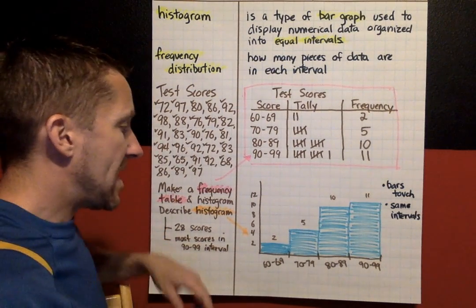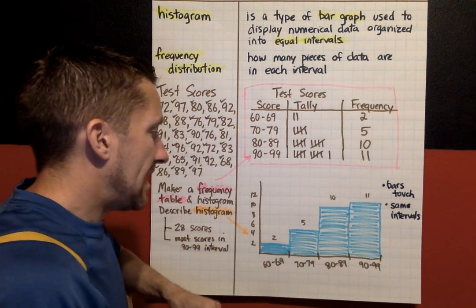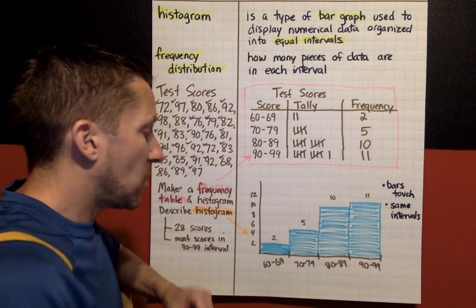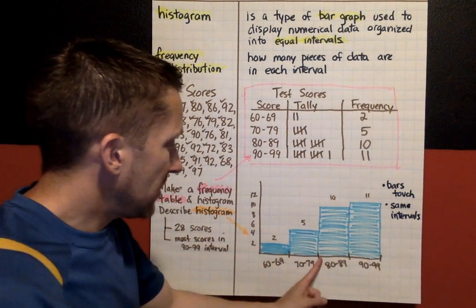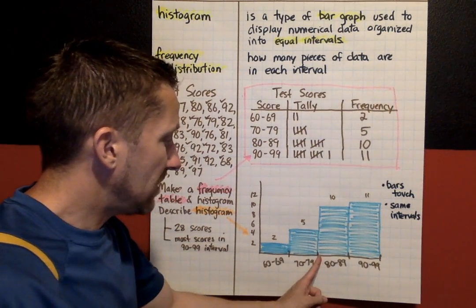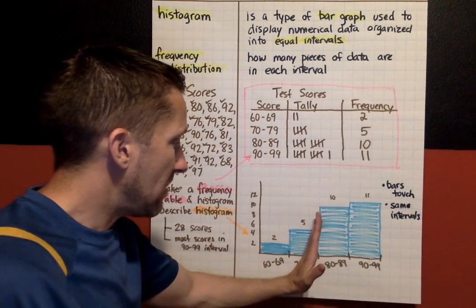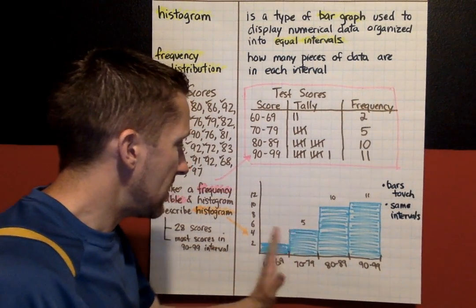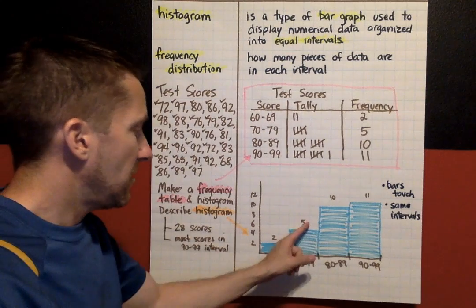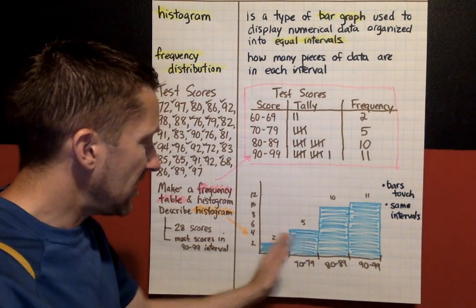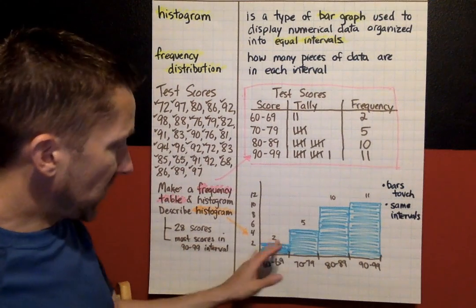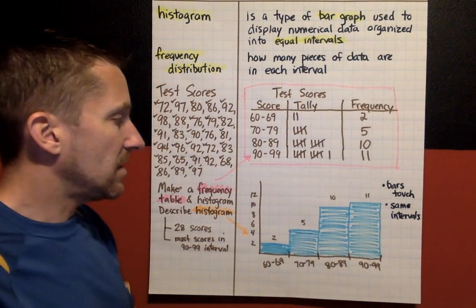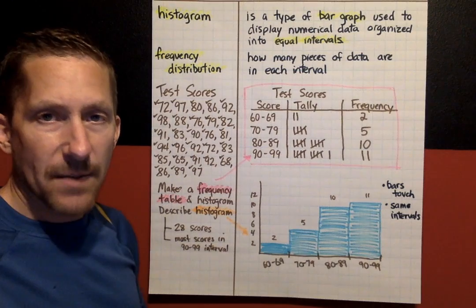You also might be asked something like, how many kids scored below 80? Well, we could get that from this. Here's 80 right here. So how many kids scored below 80? It would be this bar and this bar put together. 5 and 2, so 7 kids total scored below 80. So that's another thing you're going to be doing today, looking at histograms and describing what you know from the histogram.